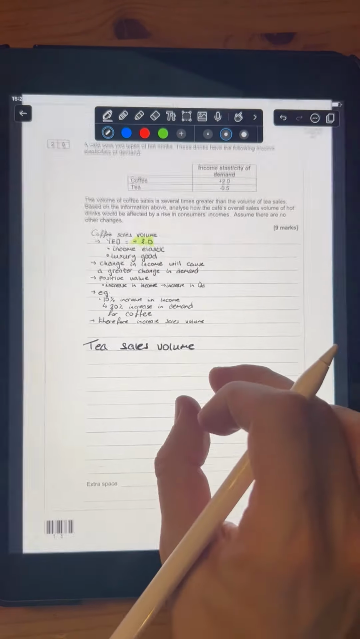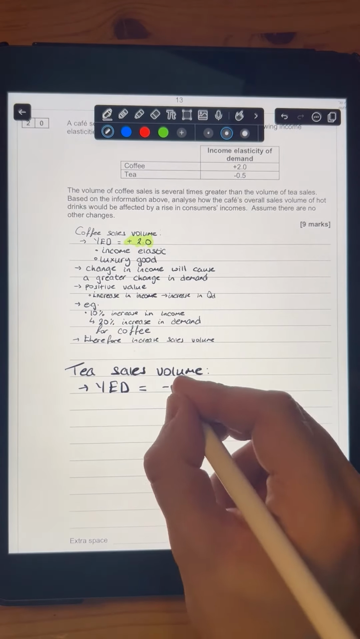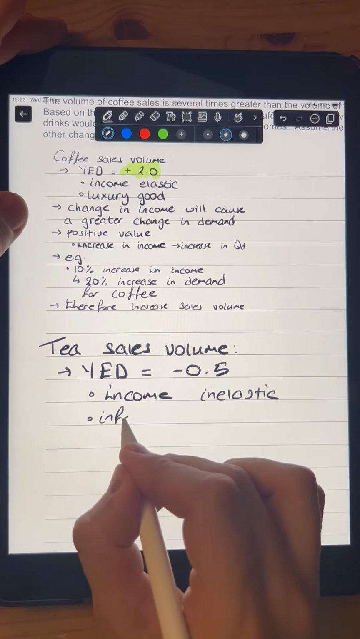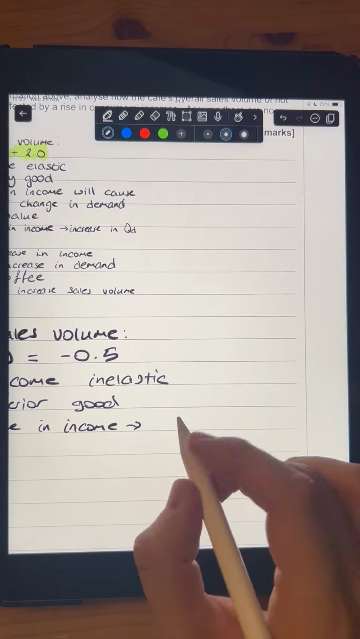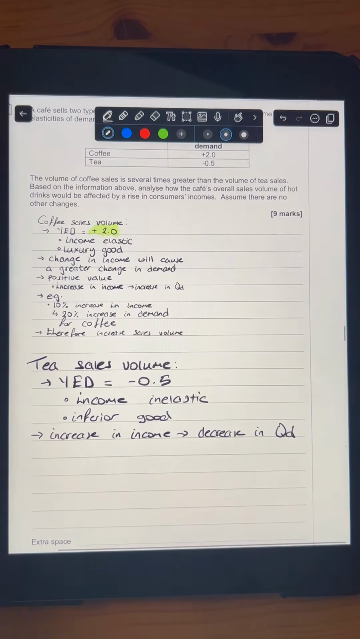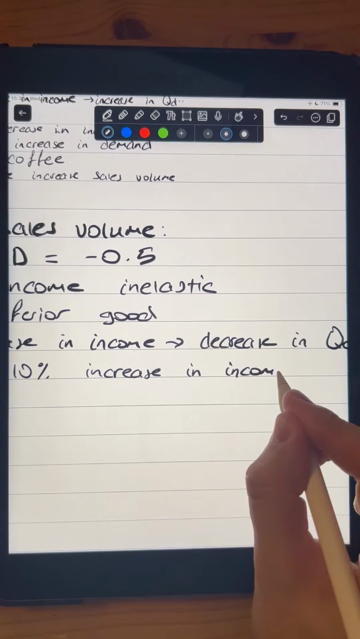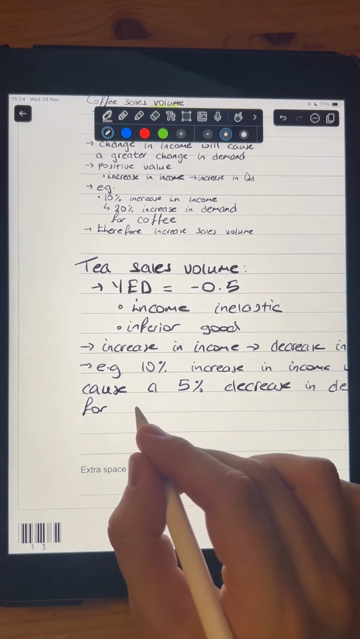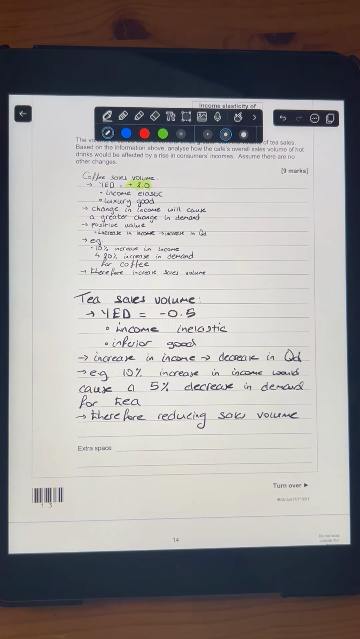Whereas tea has an income elasticity of demand value of minus 0.5, which means it is income inelastic and an inferior good. As tea is an inferior good, this means that when income rises, the demand for this good will reduce as consumers are switching to better alternatives. So if income was to increase again by 10%, the demand for tea would go down by 5%. Therefore, this would cause the sales volume for tea to reduce.